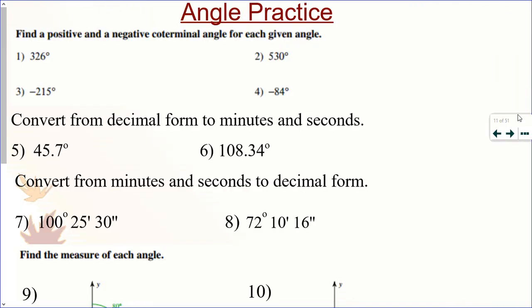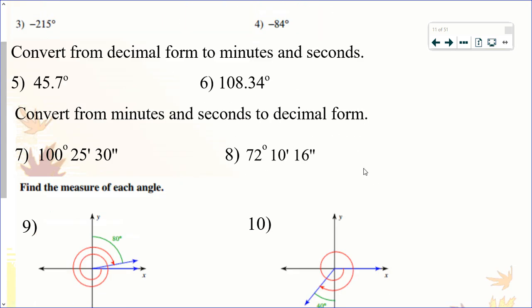All right, so right now we're going to work on some practice with angles. So we're going to practice coterminal angles and then also converting from minutes to seconds.